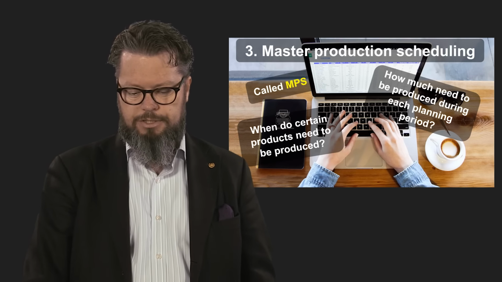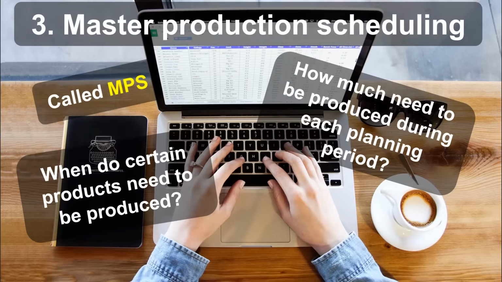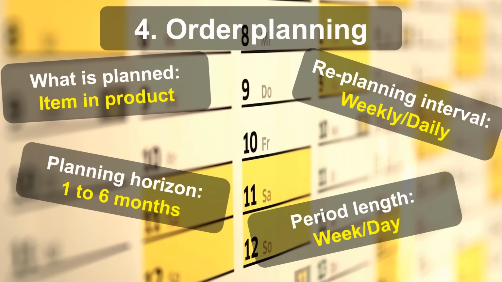How much do we need to produce during each of these months or weeks, these planning periods, in order to meet the demands on the higher level of planning that we put up there. And then we go down to what we call order planning. So now we are pretty detailed, actually.